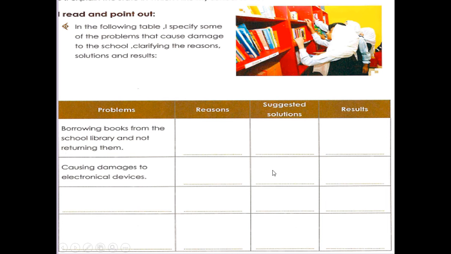Now, here in this exercise, I want you to read and point out in the following table. I want you to specify some of the problems that cause damages at the school and clarify the reasons, the situations, and the results. Here, like guiding sentences. This exercise, you need to write it and record it in your book.